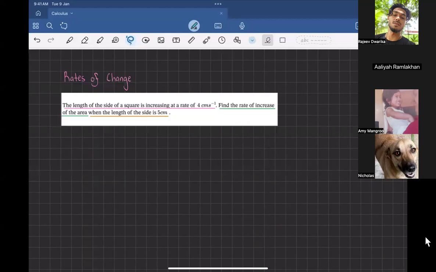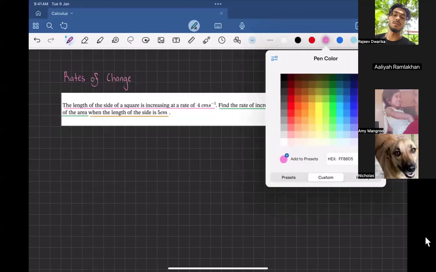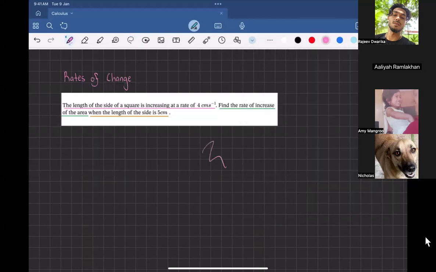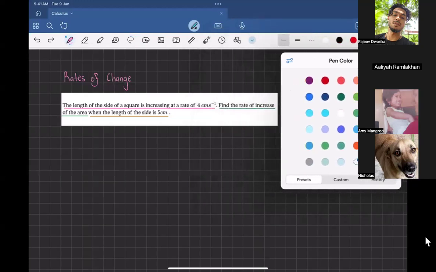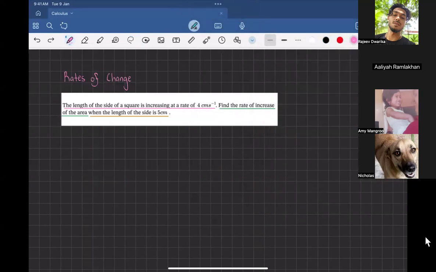Okay, so first things first. With these questions, you need to understand what's going on. They're saying that the length of a square is increasing at a rate of 4 centimeters per second. So Aliyah, according to that first piece of information, what is changing with respect to what? The length of a side is increasing, with respect to 4 centimeters per second.